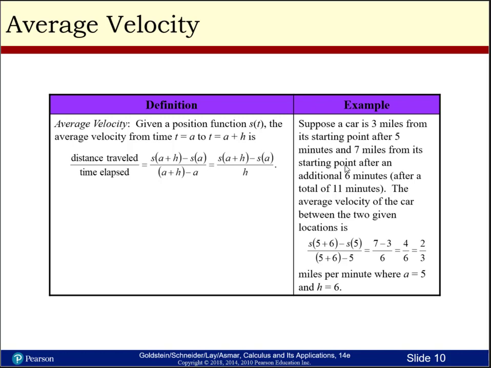So let's suppose a car is 3 miles from its starting point after 5 minutes and 7 miles from its starting point after an additional 6 minutes, which is a total of 11 minutes. The average velocity of the car is what we're looking for. Between those two given locations, we're going to do s of 11 minus s of 5, those are the two y values, over 11 minus 5. We get that the slope is 2/3, meaning we're going 2/3 miles per minute, where a is 5 and h is 6.